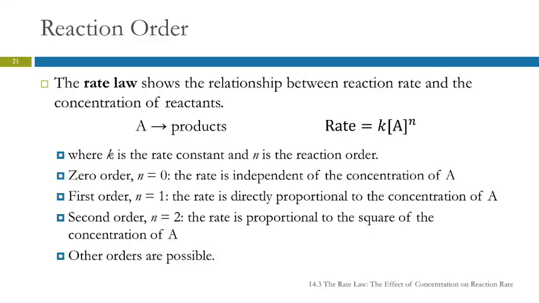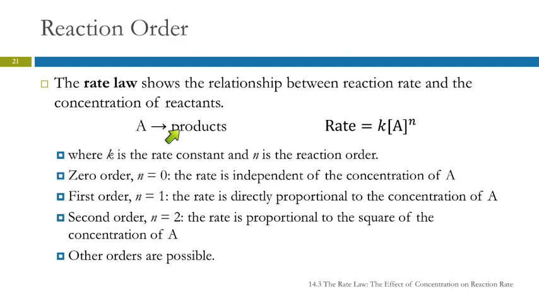So we talked about the rate of a reaction. The rate law shows us the relationship between the reaction rate and the concentration of the reactants. So here the rate is equal to some constant K, call that the rate constant, times the concentration of A, the reactant. Here we're looking at a very simple decomposition reaction.